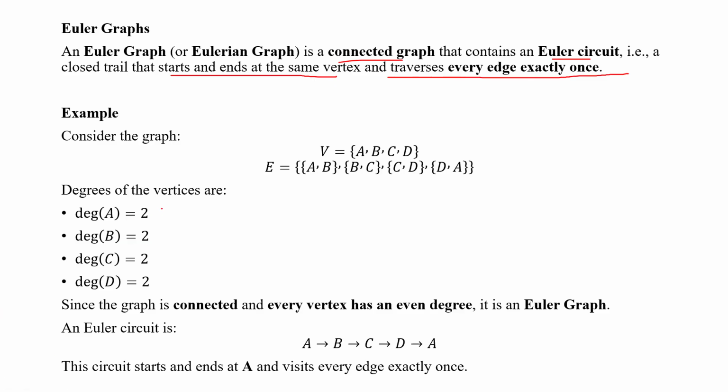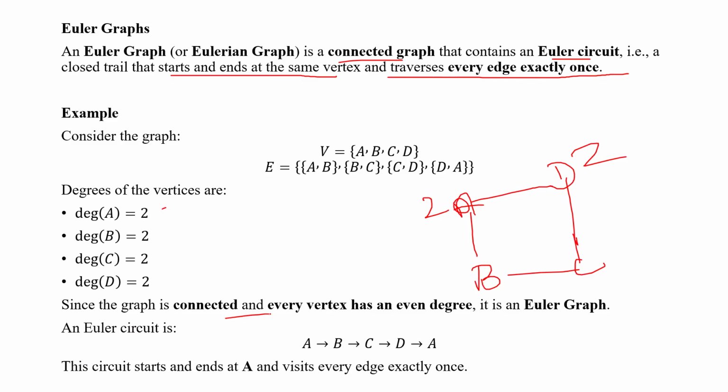Here you can see the diagram: A, B, B, C, C, D, and D, A. So every vertex has an even degree, we will get 2, 2, 2 like this. Since the graph is connected, every vertex has an even degree in an Euler graph. An Euler circuit means it has to start and end at the same vertex. You can see A to B, B to C, C to D, and D to A. So just arrows we can put. So this is called an Euler graph. The circuit starts and ends at A and visits every edge exactly once. That is called Euler.